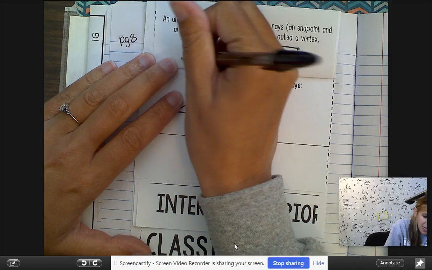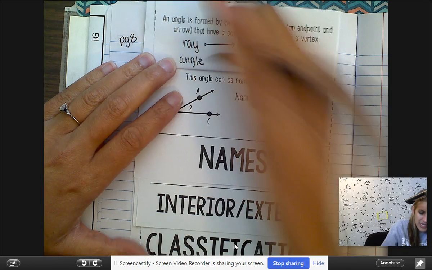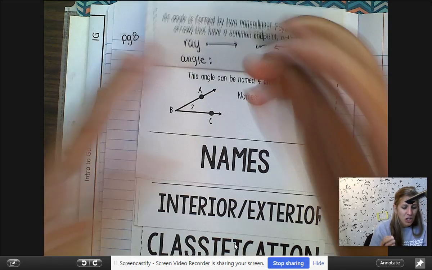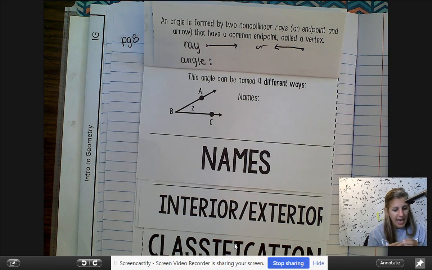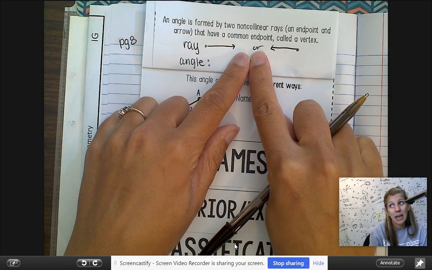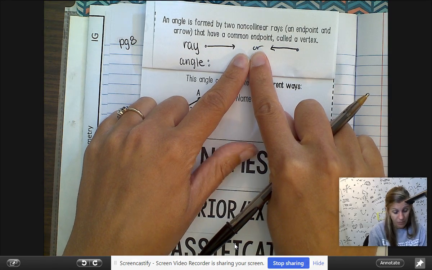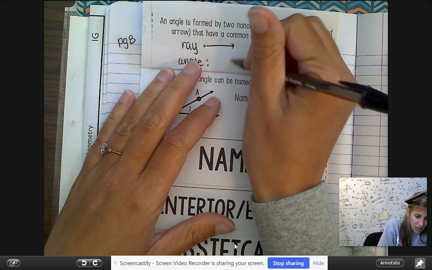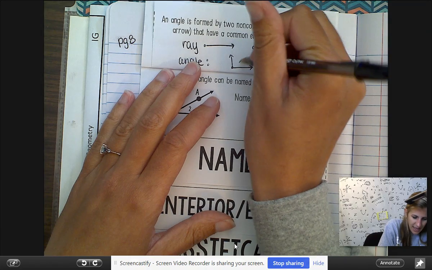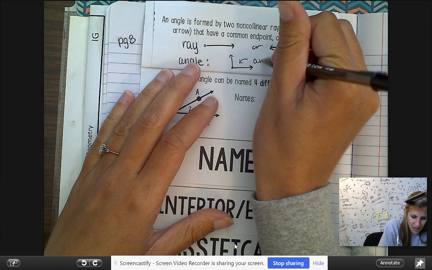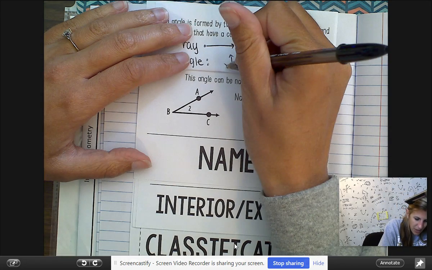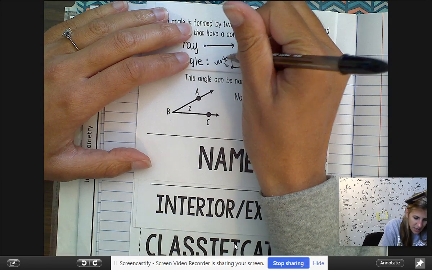Then we get an angle when we take those 2 rays and smash them together so that they share an endpoint and they are not collinear. So if I smash these together right now, they might look collinear, but they shouldn't be if we want an angle. So we have a ray and then a ray, and we get an angle. It is the space in between. And then this point right here, we call a vertex.